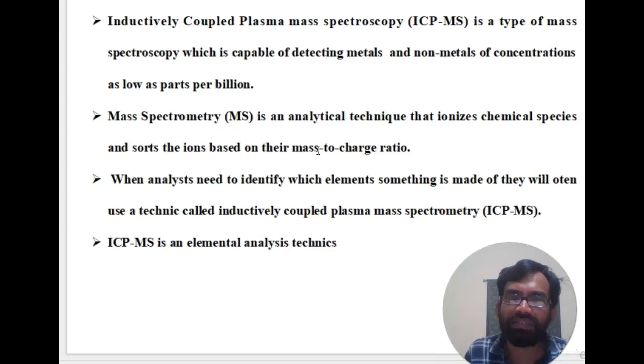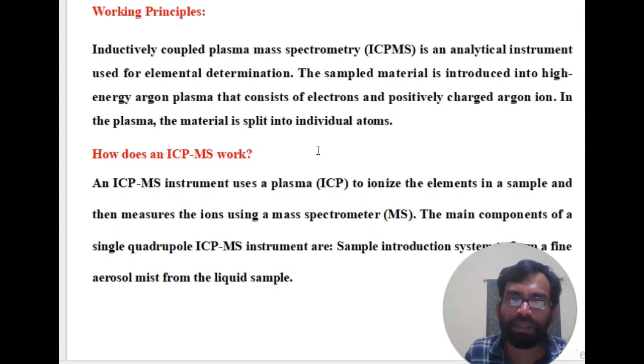Now you can see here the working principle of ICP mass spectroscopy, how it works. Inductively coupled plasma mass spectroscopy is the analytical instrument used for elemental determination. The sample material is introduced into high energy argon plasma that consists of electrons and positively charged argon ions. In the plasma, the material splits into indivisible atoms. Especially, what is the main role of plasma? The material splits into indivisible atoms. That is the working principle of ICP mass spectroscopy.